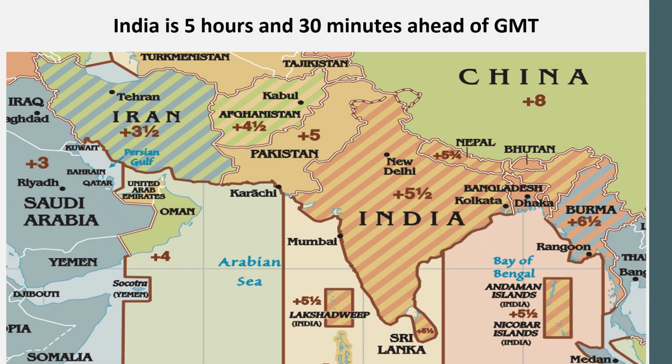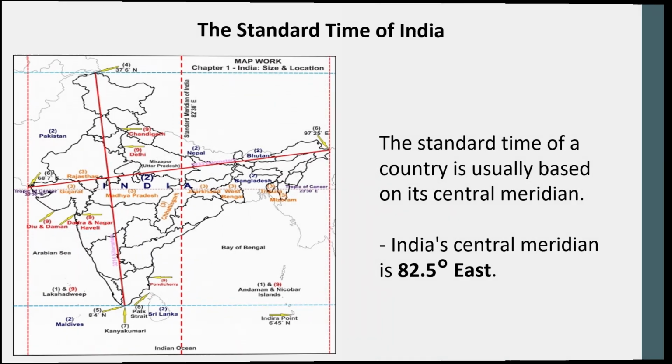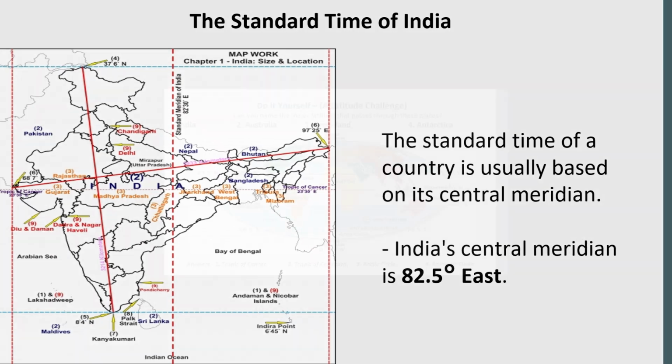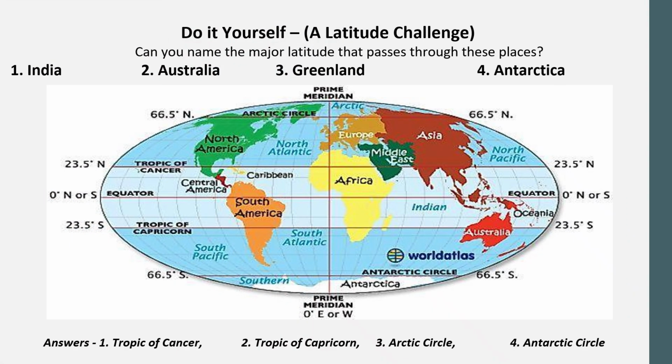India is 5 hours and 30 minutes ahead of Greenwich Mean Time. The standard time of a country is usually based on its central meridian. India's central meridian is 82.5 degrees east longitude. Can you name the major latitudes that pass through these places?